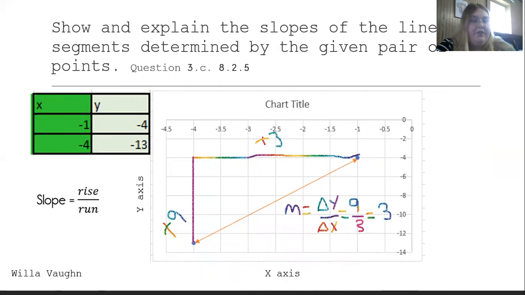Okay, we're doing the same thing on this one. Our 2 points are -1, -4, and -4, -13. So you can see the points go up +9 and go over +3. So divide that, and our slope is 3.